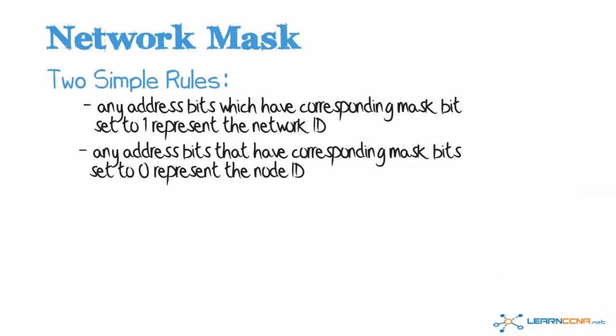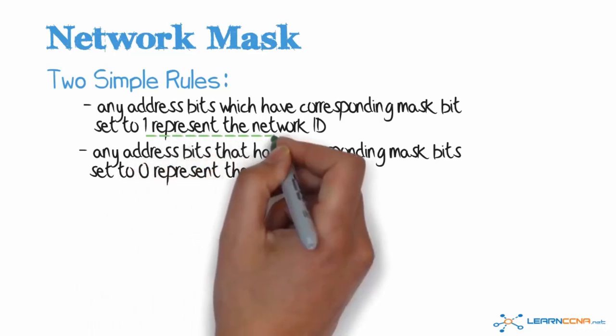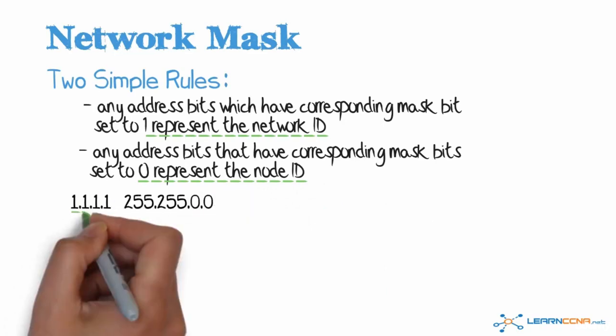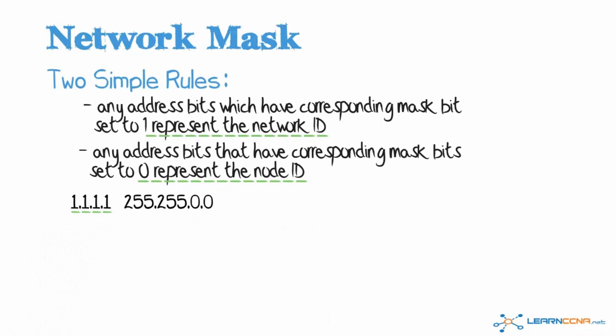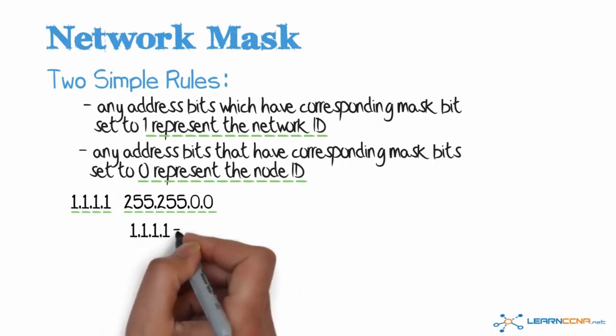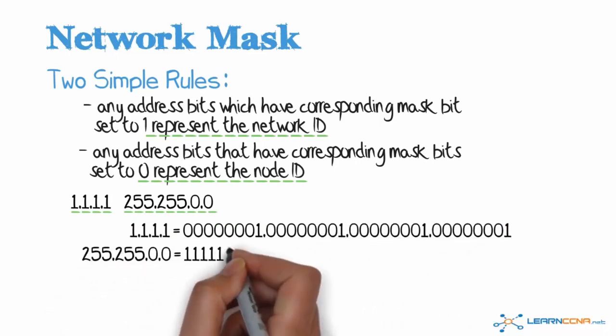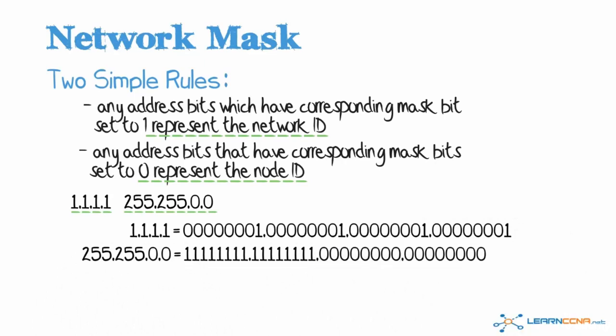Here's another example. Remember, any address bits that have a corresponding mask bit set to 1 in binary represents network. Any address bits that have a corresponding mask bit set to 0 in binary represent node ID. So here we've got a class A address, 1.1.1.1, but note the difference. The network mask, in this case, is 255.255.0.0. So converting 1.1.1.1 to binary gives us the following. Taking the network mask and converting that to binary gives us the following.